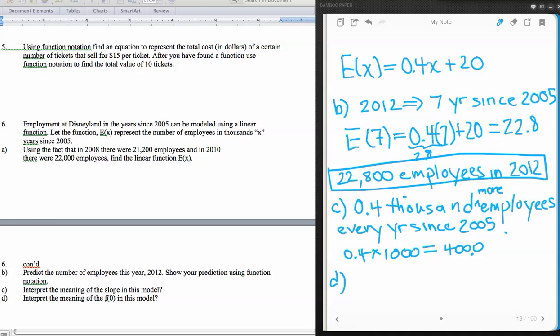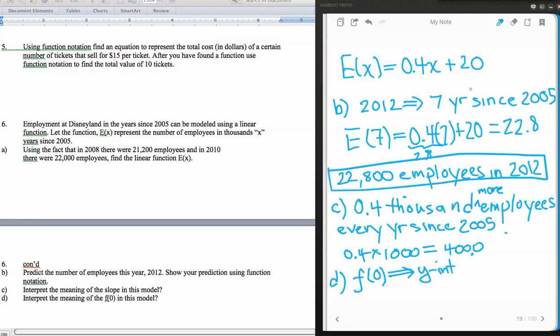Now part D says interpret the meaning of f of 0. Well, the first thing that we want to remember is that f of 0 is letting x equal 0 and finding out what y is. Well, f of 0, therefore, must be my y-intercept. And remember that our y-intercept is our baseline. So when there's no value of the independent, what is the dependent? So we're talking about how many thousands of employees there are at the baseline, the starting point, which is 2005.